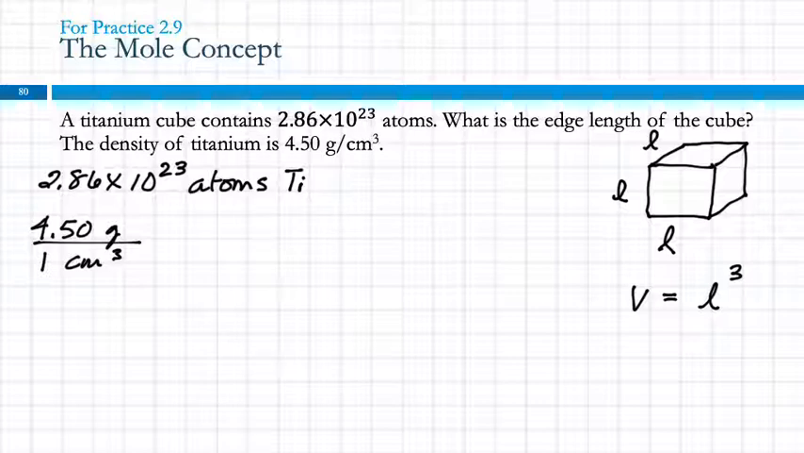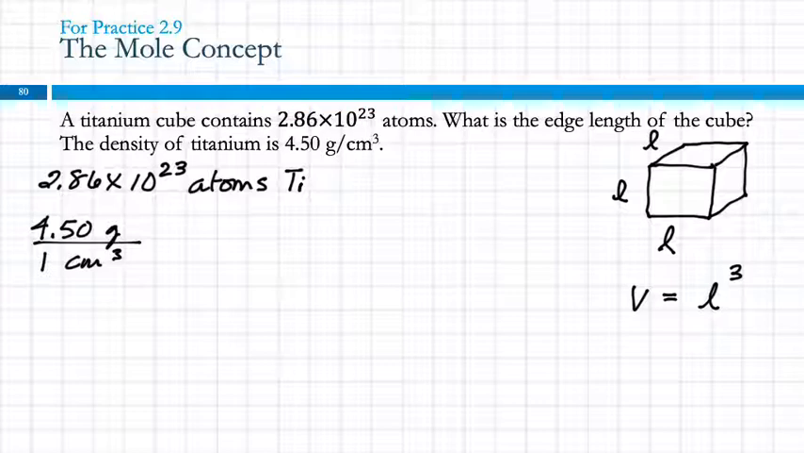Okay, that doesn't seem to be getting us anywhere. So that's at the end of what we're trying to find. So maybe let's look at the beginning where we're starting and see if that could possibly give us some clues. So I have two numbers here. This one is atoms and this one is grams per cubic centimeter.